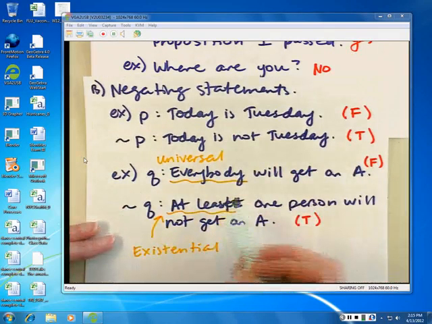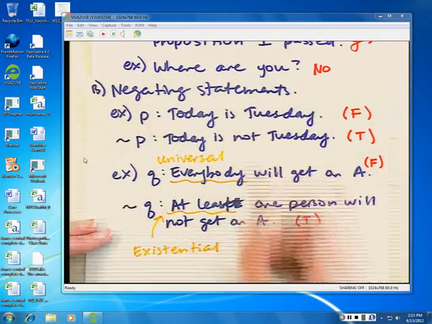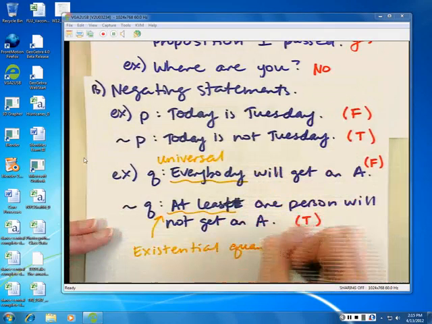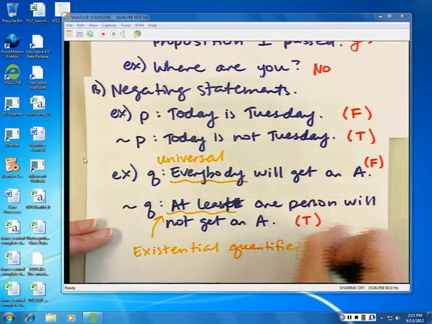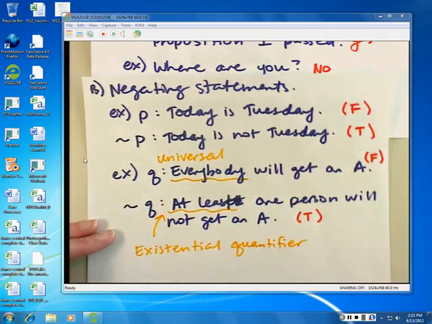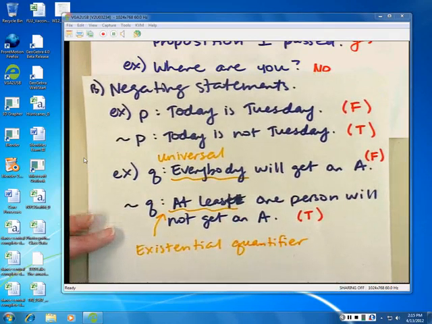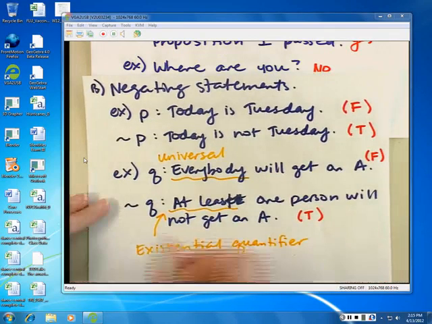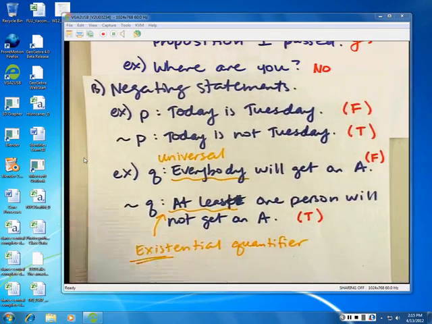So if I'm negating something with a quantifier, these are quantifiers, I'm going to change between universal, which makes it a blanket statement, to existential, which exists. There's at least one.